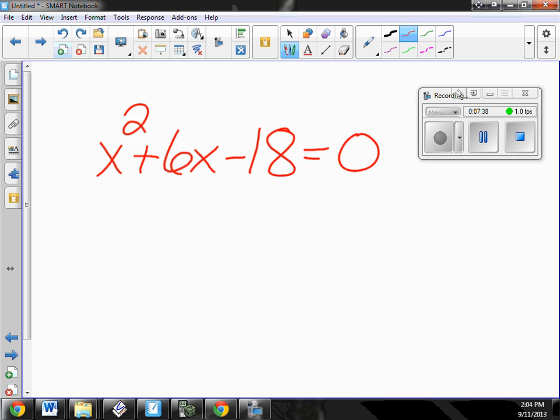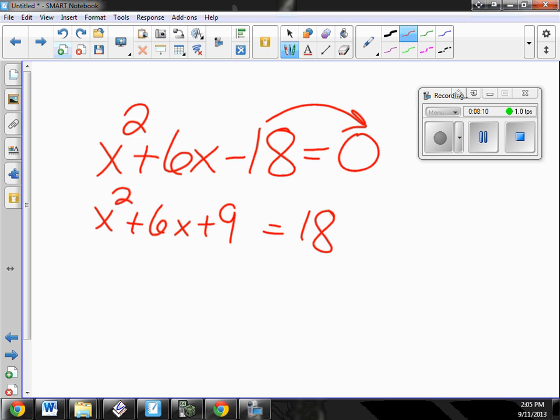Is this a perfect square? If I cut the 6 in half and I get 3 and I square it, I get 9. So no, it's not a perfect square. So I'll move the 18 over. x squared plus 6x equals 18. What number goes in this place? Take half of the middle, which is 3, square it, and I get 9. So plus 9, plus 9.